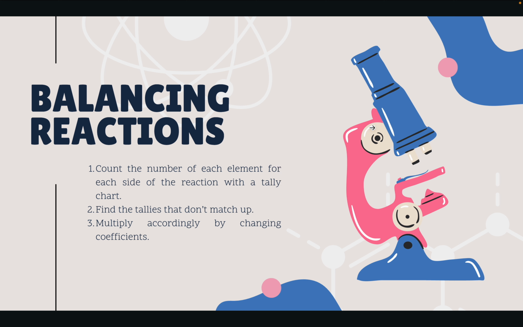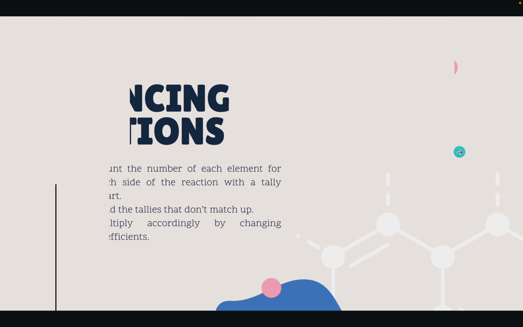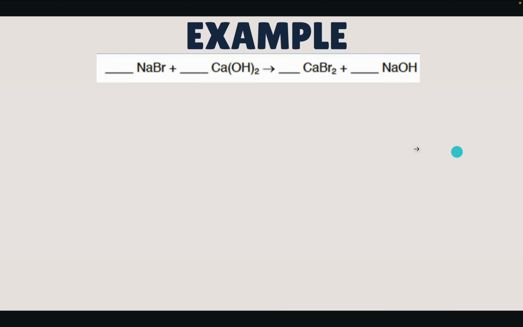Also, balancing. The first step in balancing is to count the number of each element on each side of the reaction. Count the number of each element in the reactants. Count the number of each element in the products. Then find the tallies that don't match up, and multiply accordingly to make them match up. Let's show what I'm talking about. We're seeing an example here.